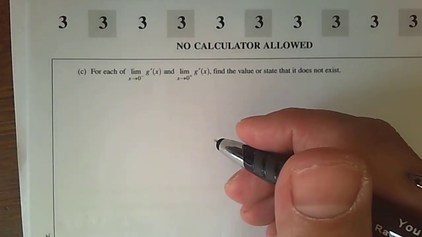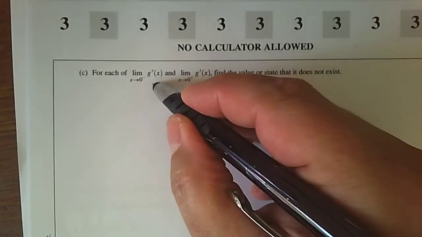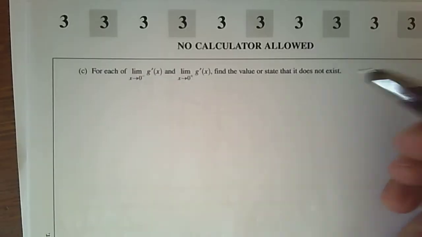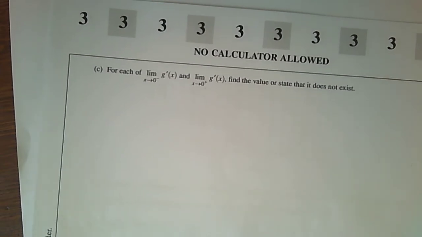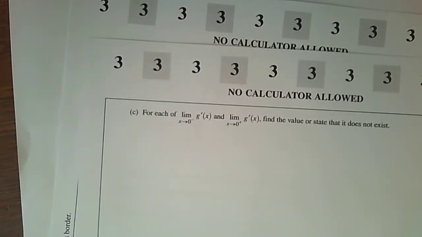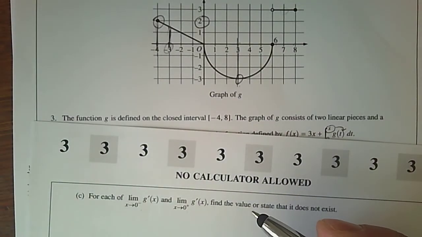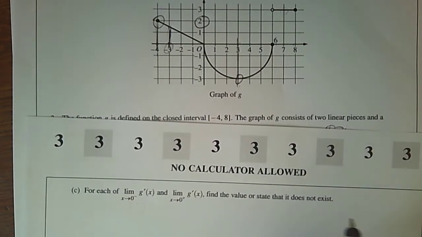For each of the limit from the left and from the right for g, find the value or state if it exists or does not exist. So the limit of the derivative of g. So what is the derivative of g? And does it exist at it or not?